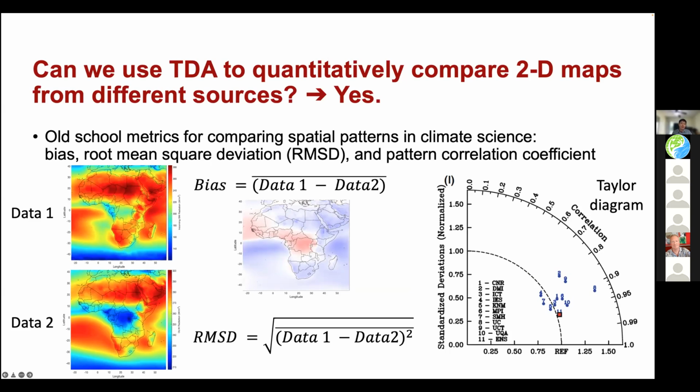And this Taylor diagram has been the community standard, especially in climate science, for the last 20 years since Dr. Karl Taylor published his paper in 2001. So it's been over 20 years. And if you want to publish any paper in earth science journals comparing spatial patterns, you are almost supposed to include the Taylor diagrams in your paper.